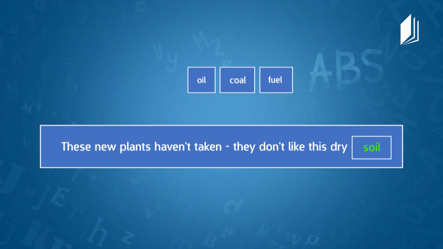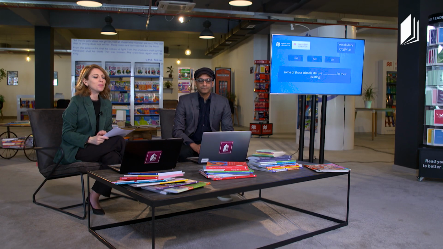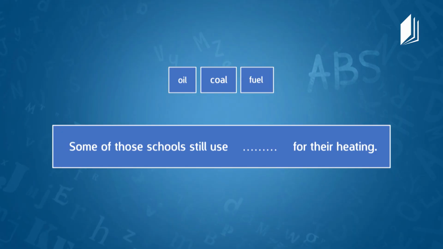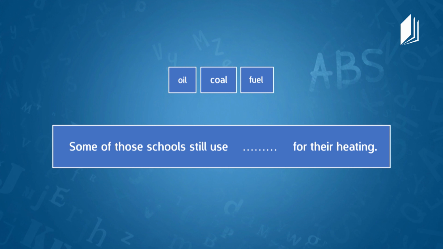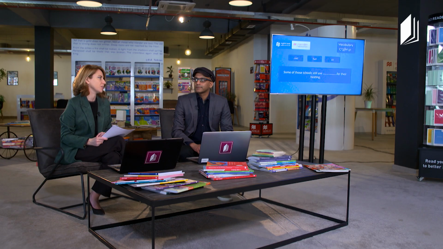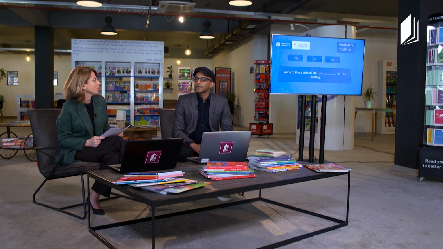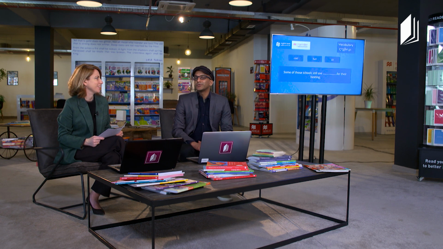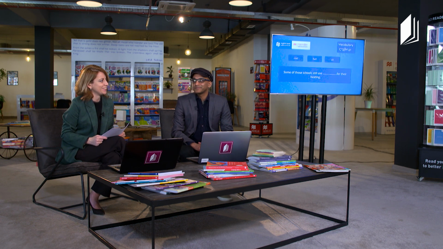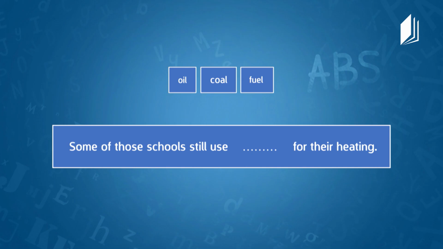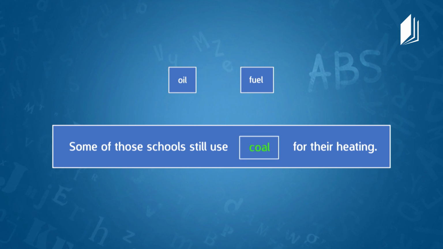Okay. And our next sentence is, some of those schools still use something for their heating. So I think that schools in the past used coal for heating, and there are still some schools which use it. So I think that it should be coal. Am I right? I think you are right in this situation. But we have to check. Yeah? Let's check. Okay. And I was right, and I'm so happy.